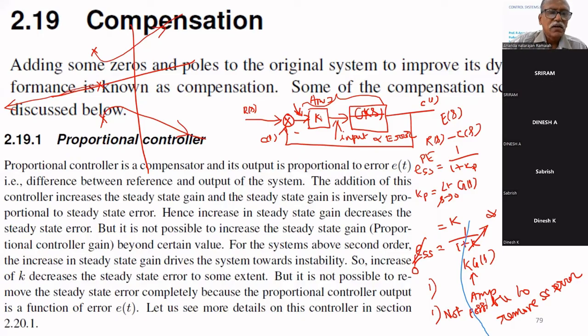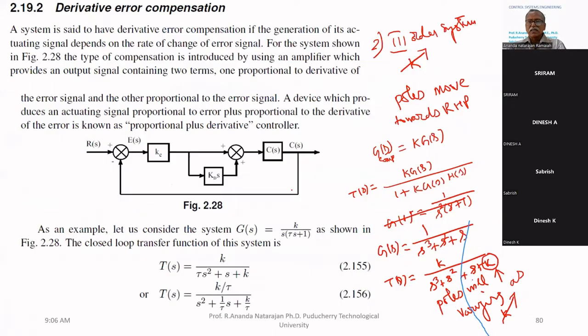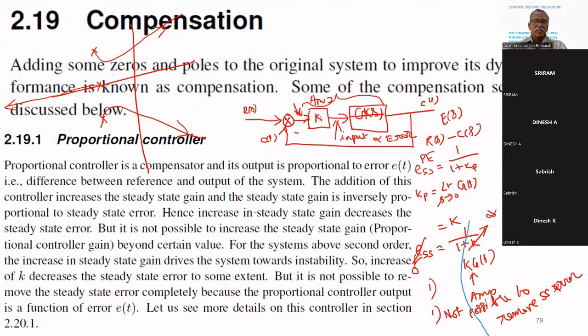It means two of the poles are moving towards the right hand side. As k increases, they will go to the right hand side. That's why you cannot increase k beyond a certain value to remove steady state error. That is the second point. So these are the drawbacks with amplifier gain, that is proportional controller, proportional compensation. The first point is that it is not possible to remove steady state error.